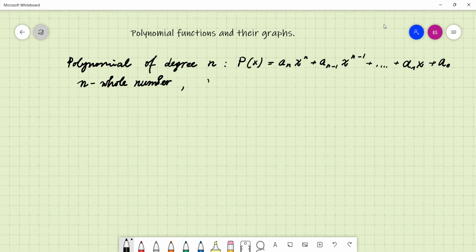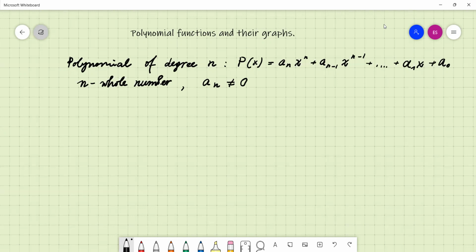What else? The coefficient an is not equal to 0. So the first coefficient is not equal to 0. You would say, oh, why is the first coefficient not equal to 0? Any polynomial is supposed to have a first coefficient, right? So we are going to consider the degree of the polynomial as the power of x of this first coefficient, considering that the greatest degree is sitting at the front of the polynomial.